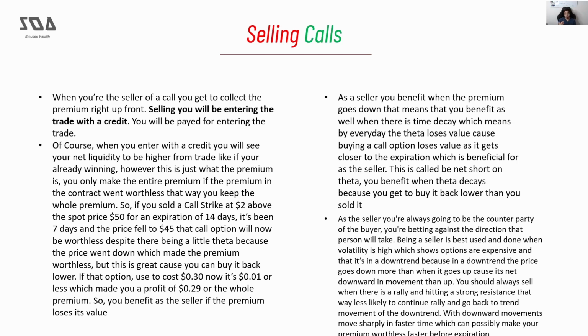So remember that downward movements move sharper. Whenever the price goes down, it sometimes goes down faster than it goes up, which can possibly make your premium worthless faster before expiration. That helps you as the seller, because you want the premium to be worthless, so you can buy back lower and collect the spread between there.